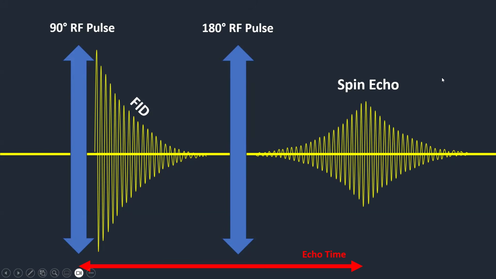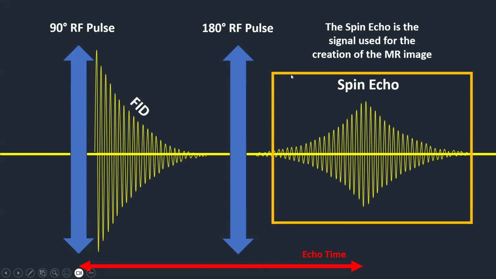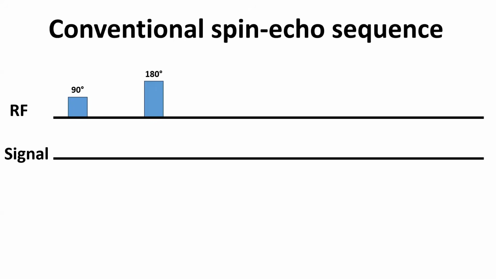I'm going to introduce a new concept here, which will return later on, the echo time. The echo time is the time between the start of the application of the 90 degrees radio frequency pulse and the time the spin echo was created. The 180 degrees radio frequency pulse is given at the echo time divided by 2. So this here is echo time divided by 2, and this half is also echo time divided by 2. So the spin echo signal is used for the creation of the MRI image.